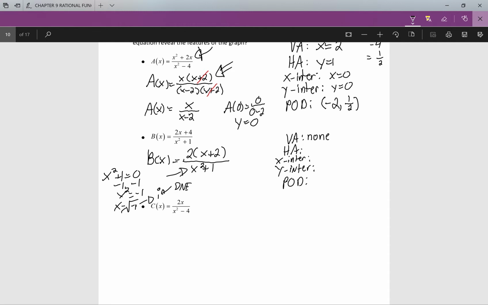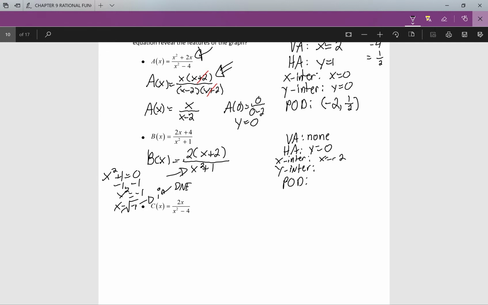Horizontal asymptote. I take a look at this and we notice the degree on the top is 1 and the degree on the bottom is 2. So the degree on the top is lower than the degree on the bottom, meaning my horizontal asymptote is simply going to be at y equals 0. My x-intercept occurs when the top equals 0. So taking a gander at this, the top equals 0 when x equals negative 2.